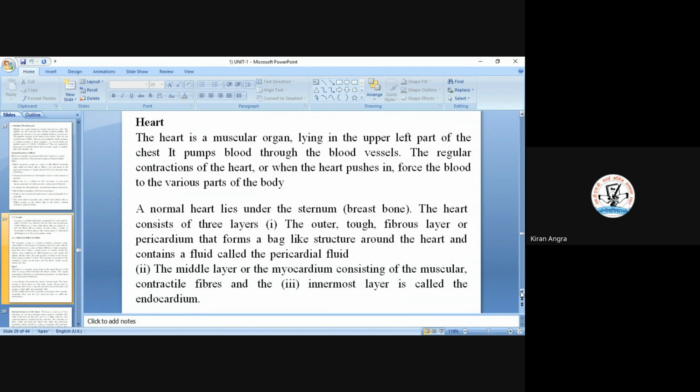In a normal heart, you always show it on the left. It is under the sternum, also called the breastbone. And there are three layers: the outer, tough, fibrous layer of the heart is called the pericardium, which forms a bag-like structure around the heart.